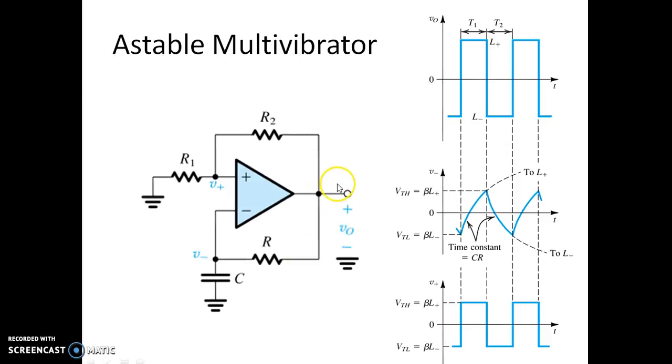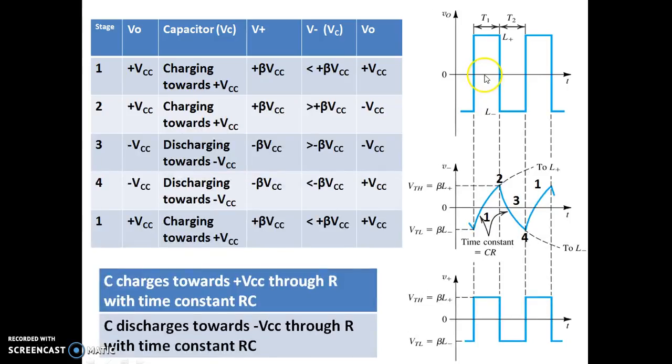Now as you can see the waveforms here, assume that the output voltage V0 is plus Vsat. Whenever it is plus Vsat, the capacitor is charging. The capacitor keeps charging towards plus Vsat, while the output stays at plus Vsat, which is over here.